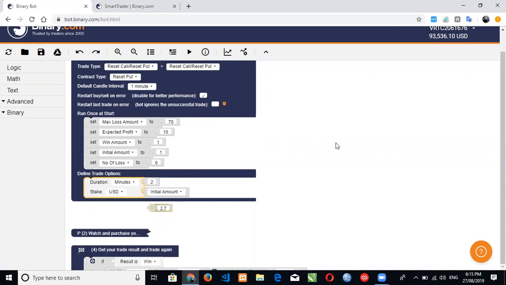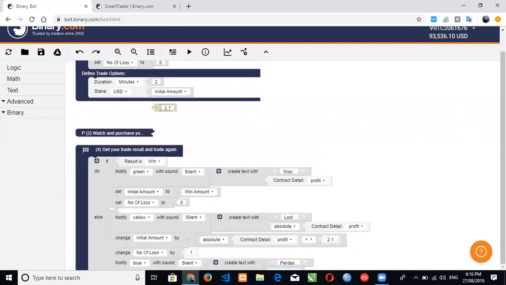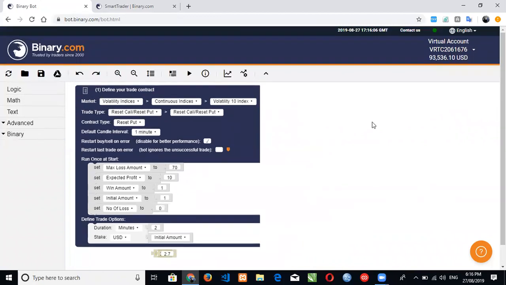So that is all. Then for the martingale aspect, if you want to reduce it, you can come to here. You can see here are lines of code, a series of code. You can see here notify green with sound created. Here is one, but if lost, so these are what we're going to update. You multiply your amount with 2.1. So you can adjust here to a martingale that suits you. That's how you can change it to a different market and also change the martingale.